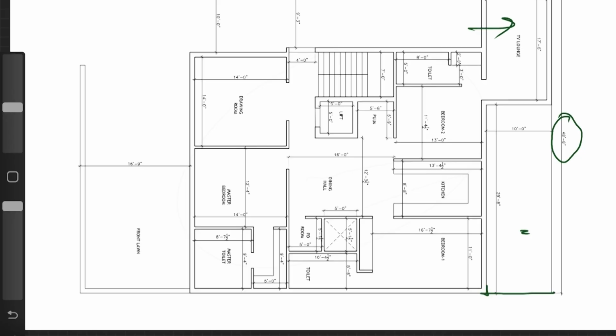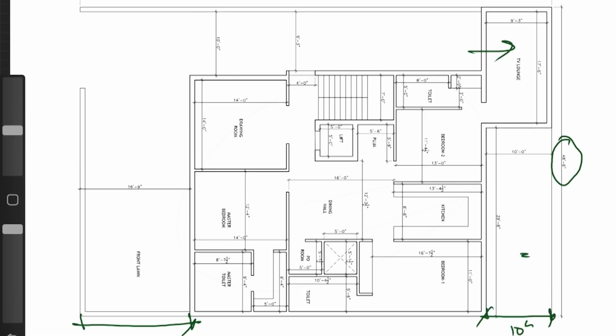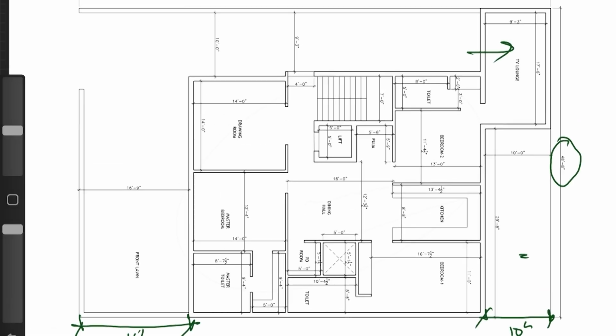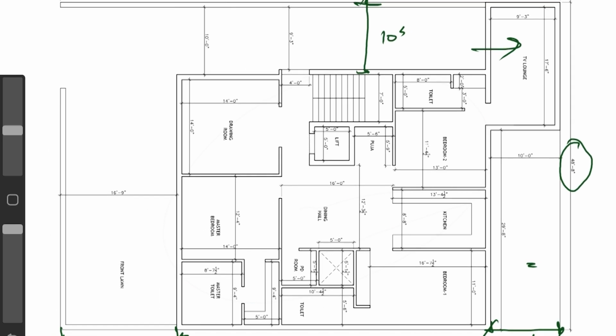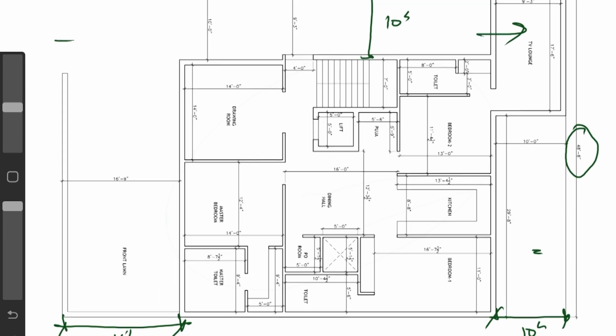See, this is the setback line. 10 feet setback from the back, minimum 15 feet setback from the front. This was the 10 feet setback from the sides. This was the bylaws requirement. This is how we started with the project. This was the main gate. We placed a staircase here with the lift.